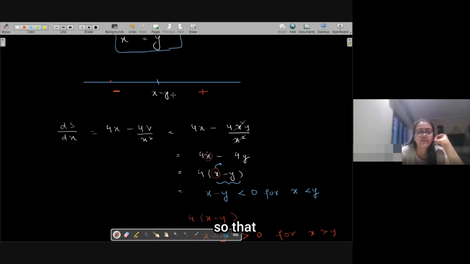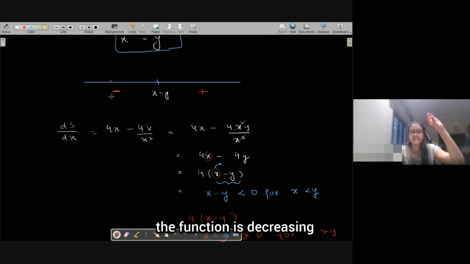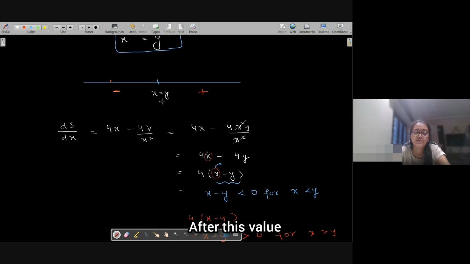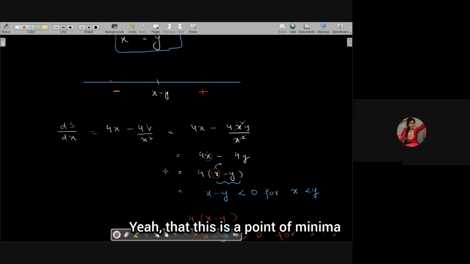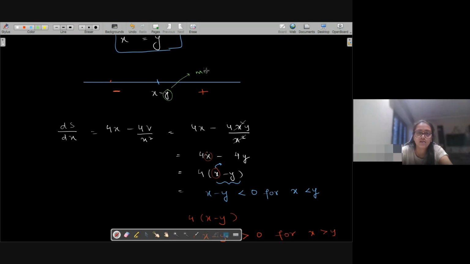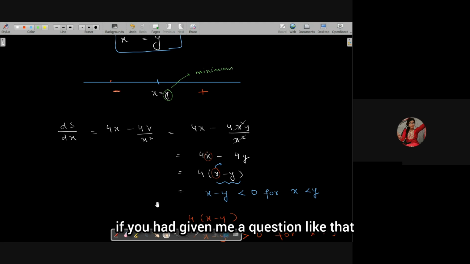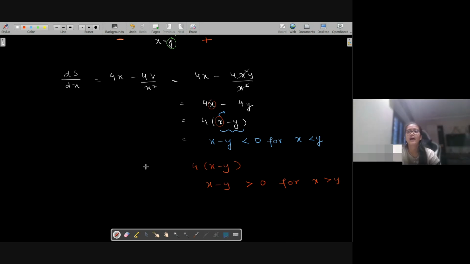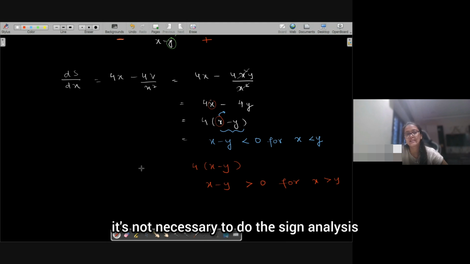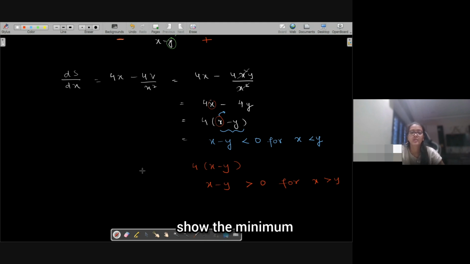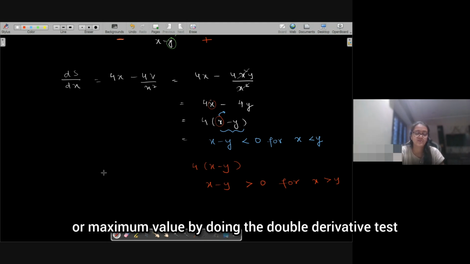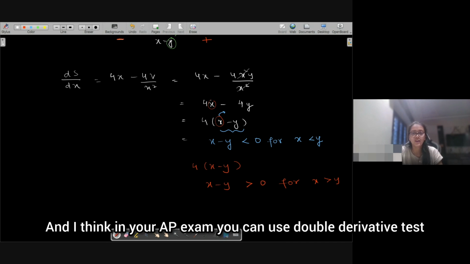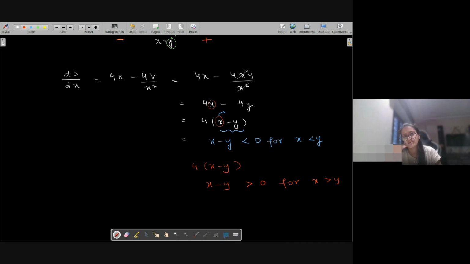Okay, so that does show a minimum. That means before y values, the function is decreasing, and after this value, the function starts increasing. So yes, this is a point of minima. I think normally if you had given me a question like that, I would not be able to do the sign analysis. Usually it's not necessary to do the sign analysis. You can also show the minimum or maximum value by doing the double derivative test. And I think in your AP exam, you can use double derivative test.